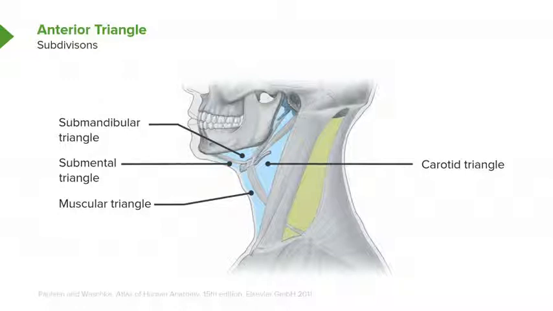The fourth and final subdivision of the anterior triangle is referred to as the muscular triangle. Its boundaries would be your anterior belly of the omohyoid, the inferior portion of the sternocleidomastoid shown here, and then it would run to the midline of the neck, and the upper limit of this area would be your hyoid bone.